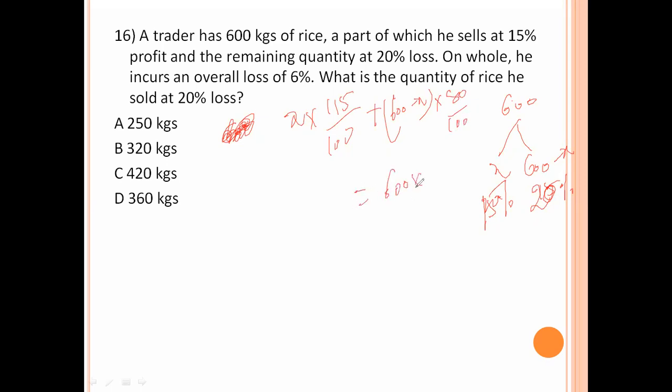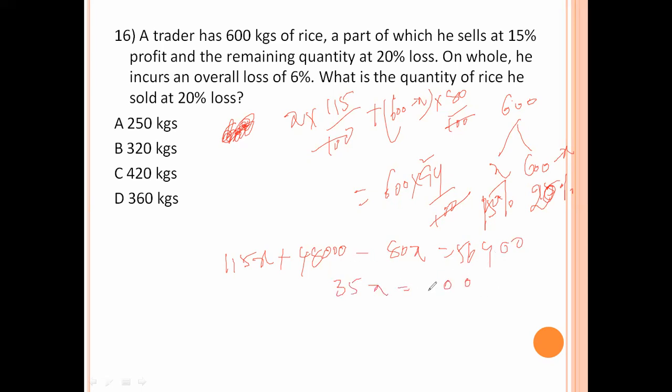So 600 into 94 by 100. So in all this, the 100 gets cancelled. 115x plus 48,000 minus 80x equals 56,400. This gives 35x equals 8,400.